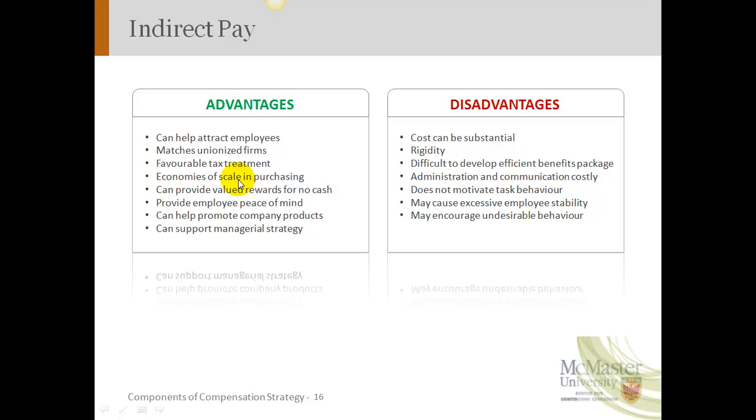Economies of scale in purchasing. So again, some companies have noticed, well, if we have a large number of employees that are going to take these particular coverages, just through economies of scale, because I've got the volume, I might be able to purchase it at a price which is favorable to employees and us as an employer. It can provide valued rewards for no cash, meaning that the employees may have to pay little or even no cash. So if you have a deductible, it might be very small. If you have a copay, it might also be very small or even nothing. But you still get the peace of mind of having that benefit.